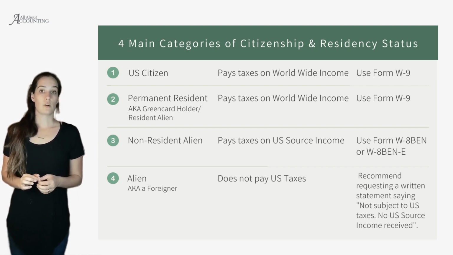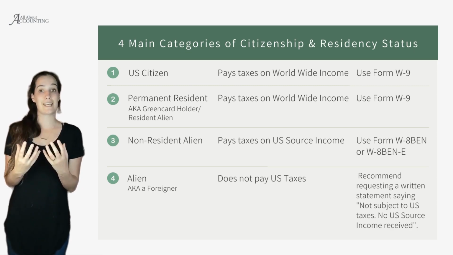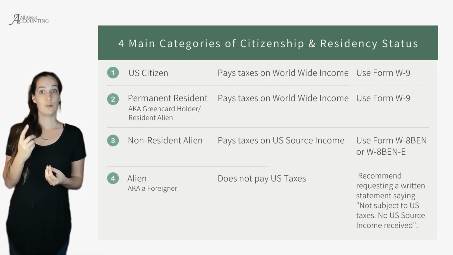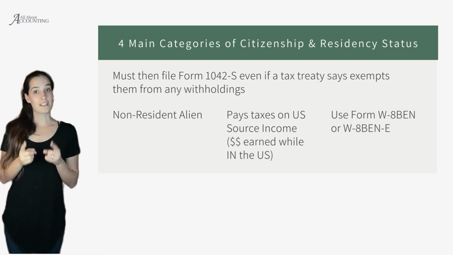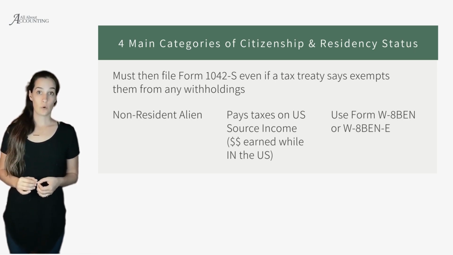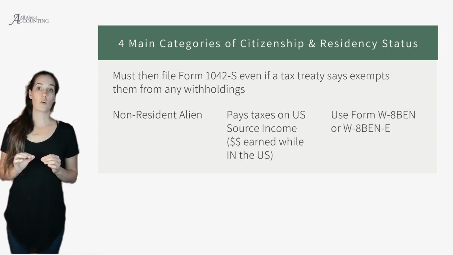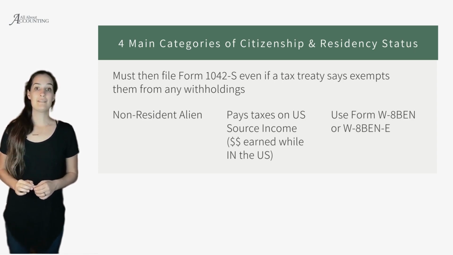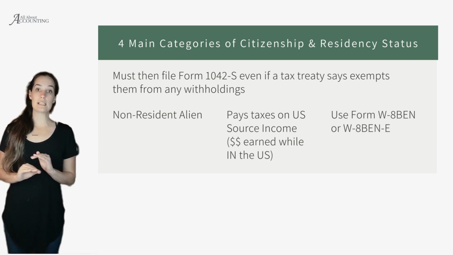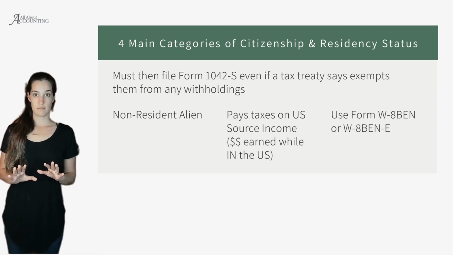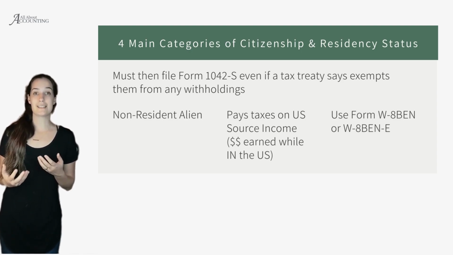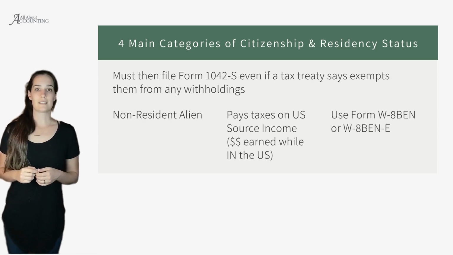This is where we see a lot of foreign contractors fall for teacher sellers. So for them, just get a statement saying they are not subject to U.S. taxes because they have no U.S. source income. Additionally, you, as the U.S.-based business hiring a foreign worker, are required to fill out Form 1042-S, even if there is a tax treaty that completely exempts the non-resident alien from any withholdings. This is kind of like the 1099-NEC equivalent, but we'll circle back to this in a few minutes.